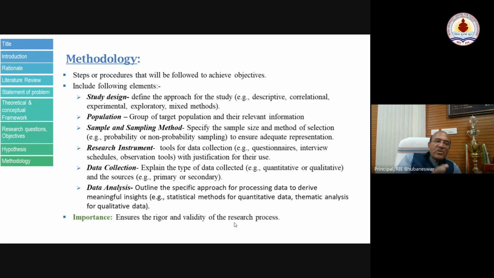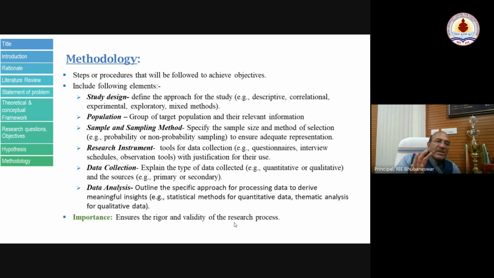So the importance of methodology is that it ensures the rigor and validity of the research process. That's why I am saying it is the crux of the research, because it talks about everything: what is your study design, what is your population, what type of sample design you should have, which should truly represent the population. If you want to go for probability sampling, but the population has different pockets having heterogeneity, then we can make subgroups having homogeneity. We can go even for stratified random sampling, different strata, and you should have a proportionate population.